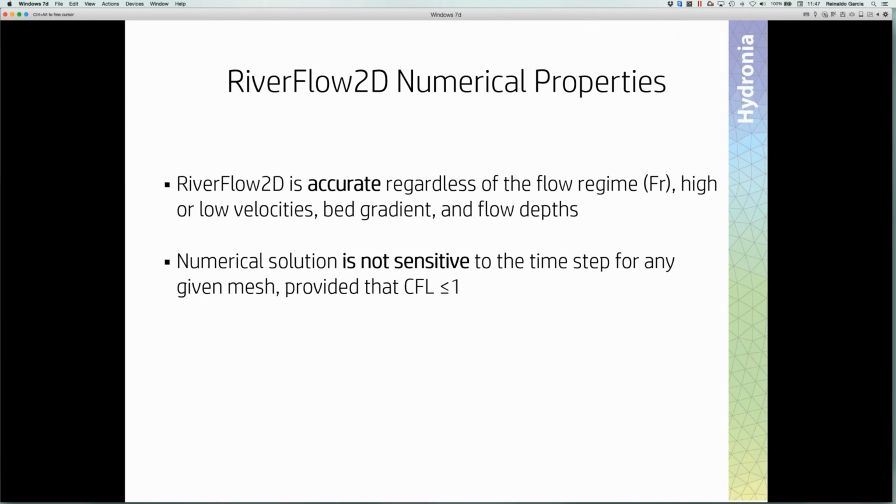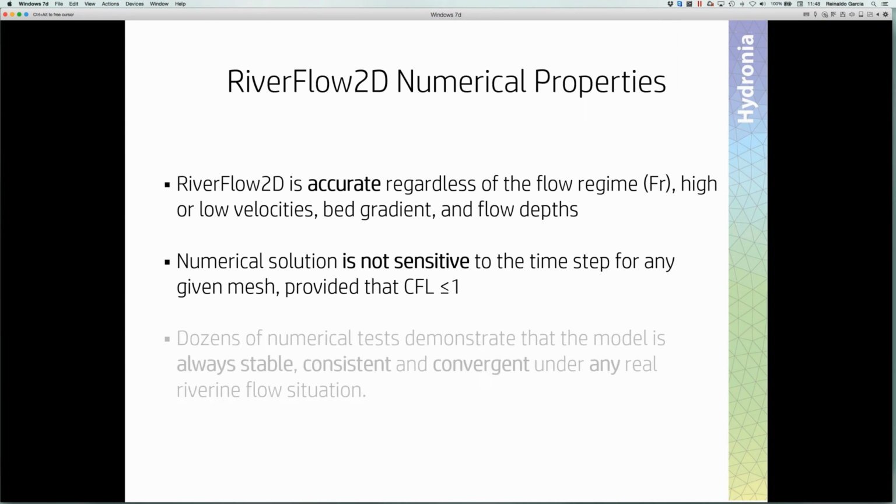Second, the numerical solution is not sensitive to the time step for any given mesh, provided that the Courant condition, the CFL condition, stays below 1. This has implications, as you will see later in the test that I will show today. What this means is that for a given mesh, you don't need to pay attention to how the model converges, because the solution you get has already converged. And that's an assurance that the model, the numerical engine, provides.